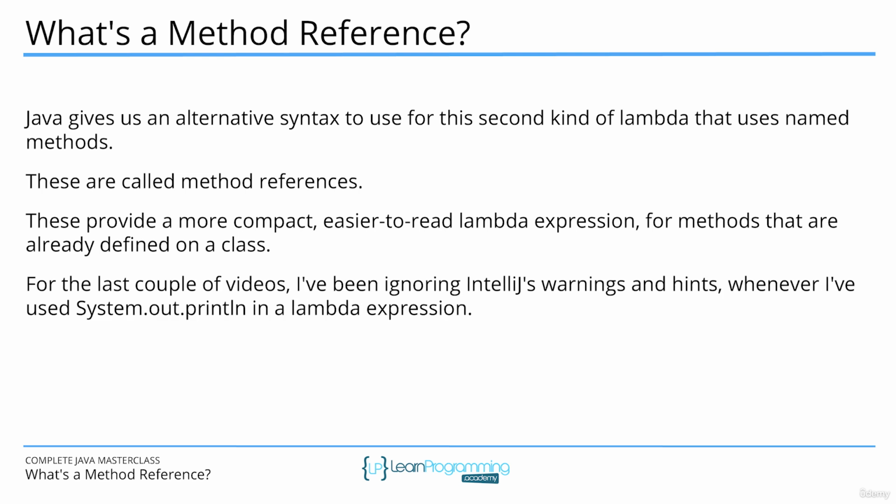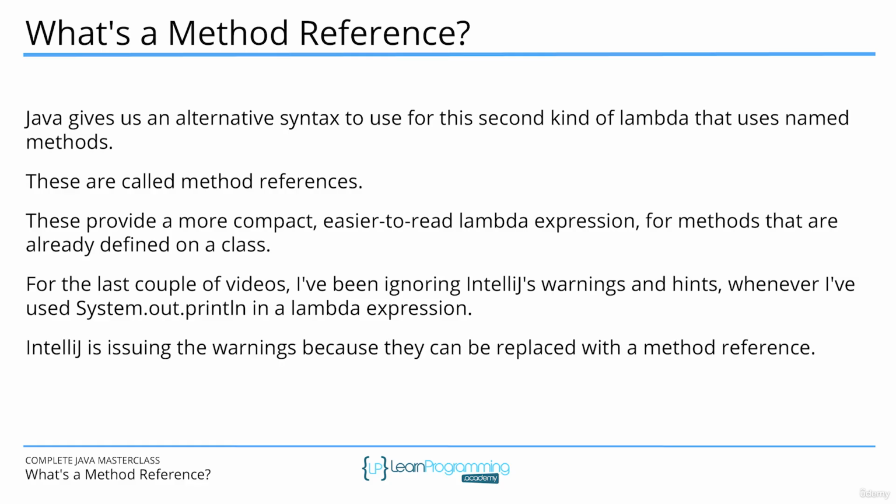For the last couple of videos, I've been ignoring IntelliJ's warnings and hints whenever I've used System.out.println in a Lambda expression. IntelliJ is issuing the warnings because they can be replaced with a method reference.